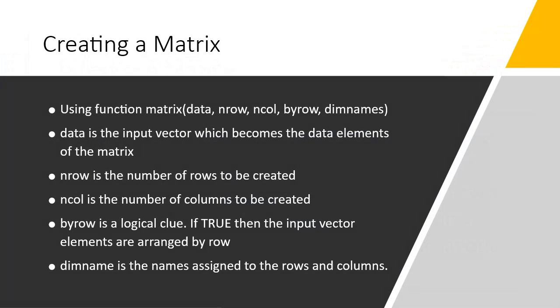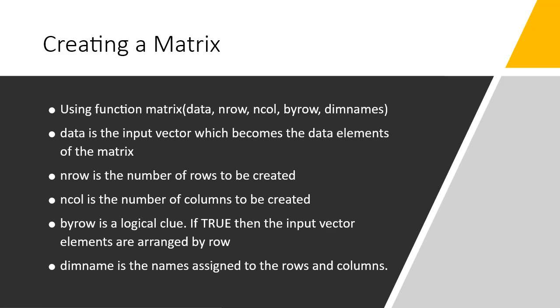Just like we use the list function to create the list data type, we use the matrix function to create matrices. The basic syntax for creating a matrix in R is matrix, with data, nrow, ncol, byrow, dimnames as the arguments. Let us discuss the parameters of the matrix function.